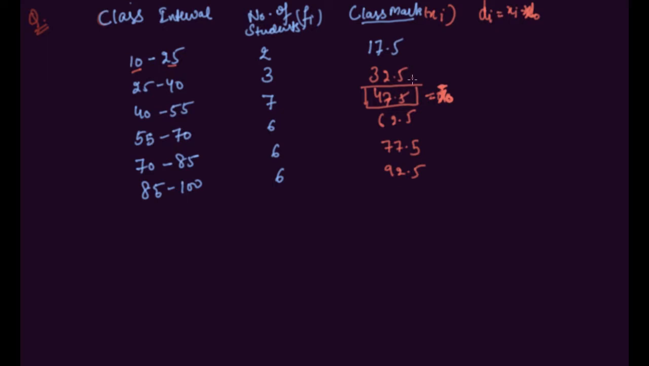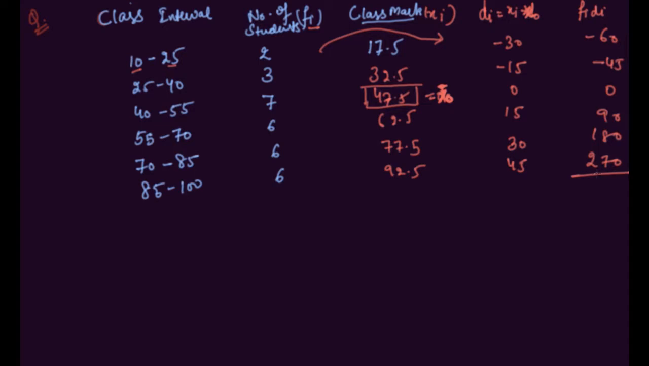I'll write 17.5 minus 47.5, which will be minus 30. This will be minus 15. This will be 0. This will be 15. This will be 30. And this will be 45. Now I will write the value of fi di, meaning I have to multiply this with this. This comes out to be minus 60, minus 45, 0, 90, 180, and this comes out to be 270.